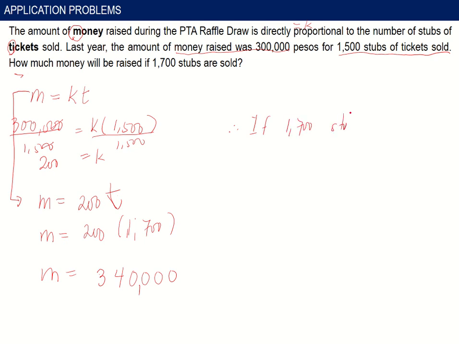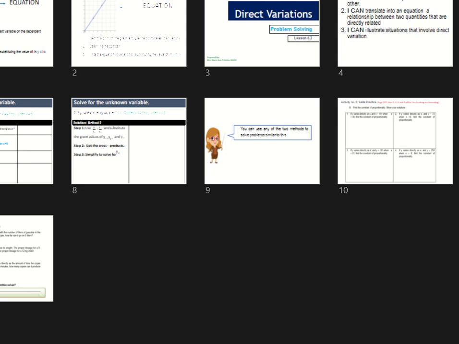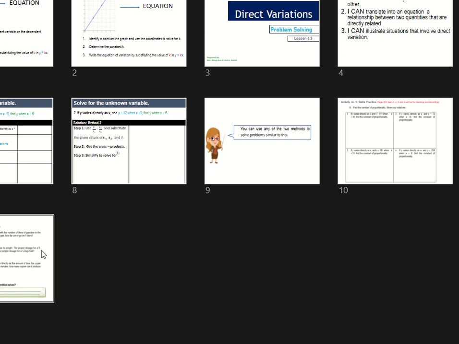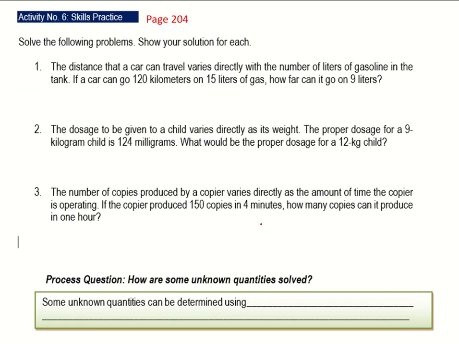Therefore, if 1,700 stubs of tickets are sold, then 340,000 pesos will be raised. Okay, so very easy, right? Okay, so next problem. Let's have the next problem. Okay, the next problem will be done by you.